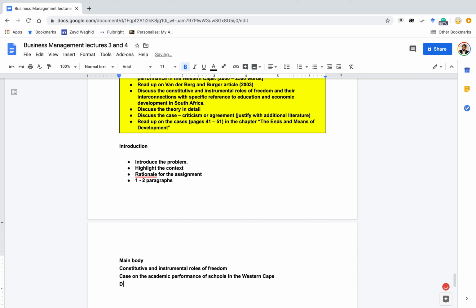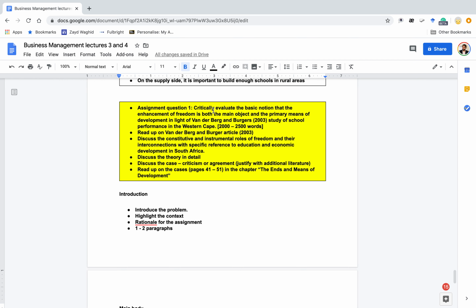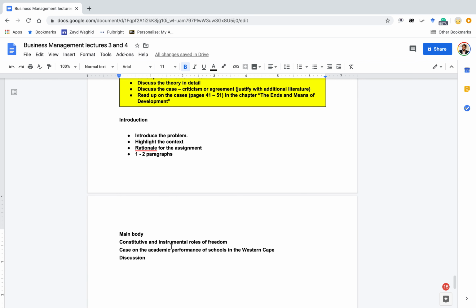Then also in your body you would have a discussion. In your discussion you would then be answering the particular question, and the particular question was to critically evaluate this notion that the enhancement of freedom is both the main object and primary means. So for instance, if you are discussing it, then you would either agree with the theory or you would disagree with the theory in light of the particular case that you were required to critically analyze. So in your discussion, you would refer back to this question and then you would answer this question.